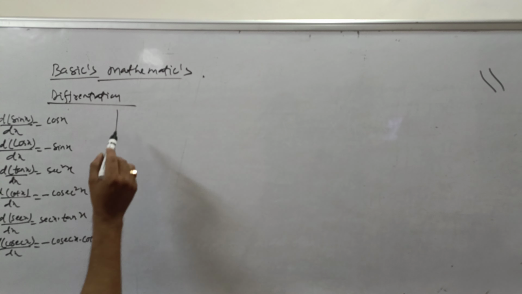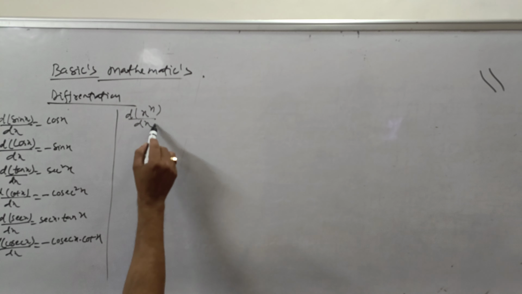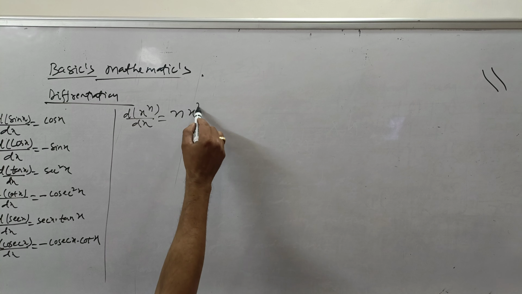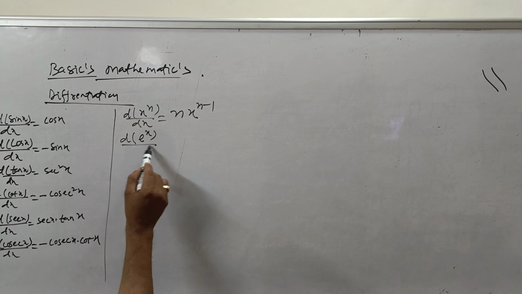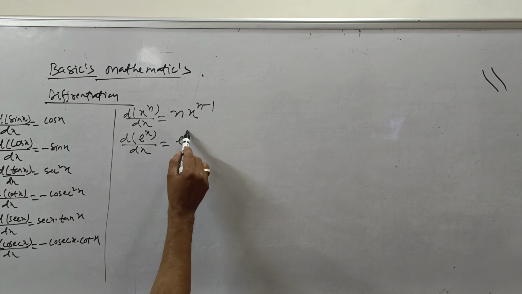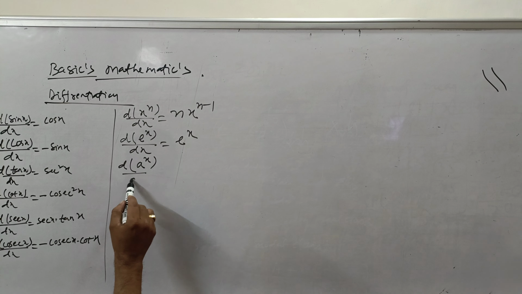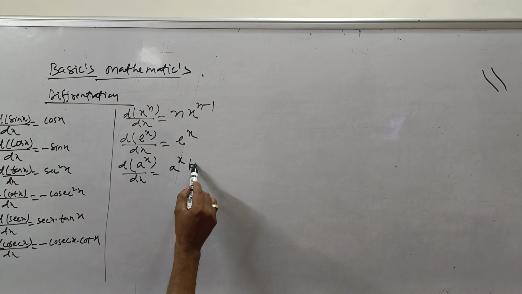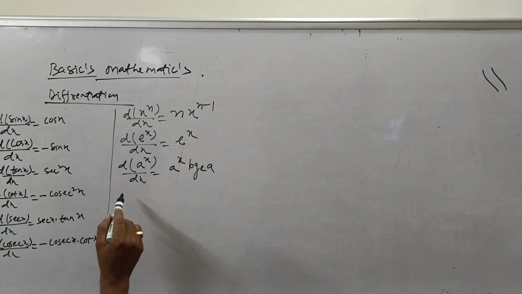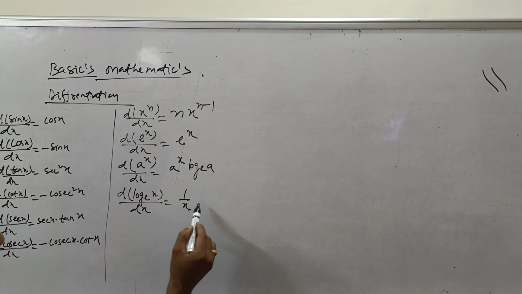Then we have the derivative of x to the power n. The derivative of x to the power n is n x to the power n minus 1. Derivative of exponential e to the power x with respect to x is e to the power x. Derivative of a to the power x with respect to x is a to the power x into log a. Then we have derivative of log x with respect to x is 1 by x.